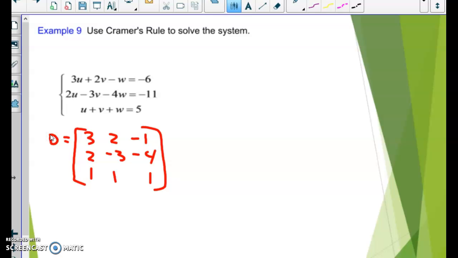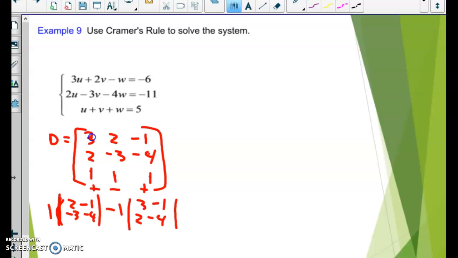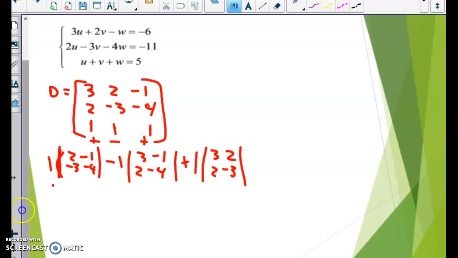expand about the bottom row on this first one. So I'm going to have, remember, plus, minus, plus, minus, plus, minus, plus, minus, plus. So I know that I'm expanding about this last row. I'm going to have 1 times the matrix 2, negative 1, negative 3, negative 4, minus 1 times the matrix 3, negative 1, 2, negative 4, and then plus 1 times the matrix 3, 2, 2, negative 3.